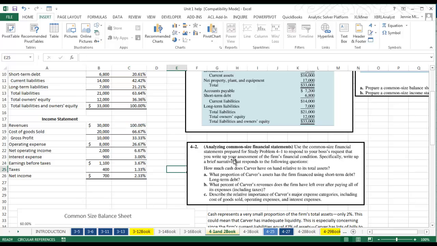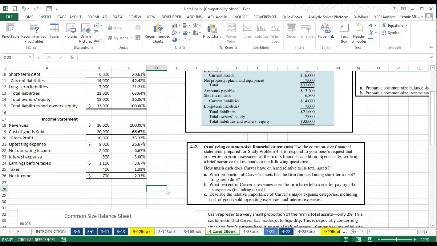So then in 4-2, you're asked to analyze these common size financial statements. Now remember, one of the reasons we do common size financial statements is it makes it easier for us to compare to another company. So that's part of the reason for it. It wants to know how much cash does Carver have on hand relative to its total assets, what proportion of Carver's assets has the firm financed using short-term debt or long-term debt, and what percent of Carver's revenue does the firm have left over after paying all its expenses. And then we're to describe the relative importance of Carver's major expense categories.